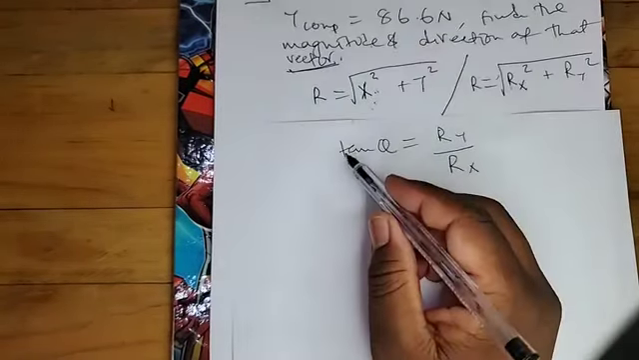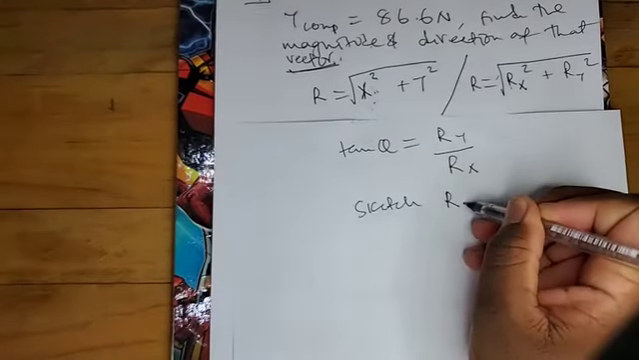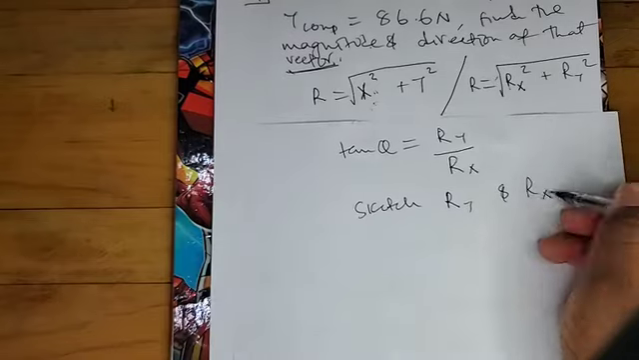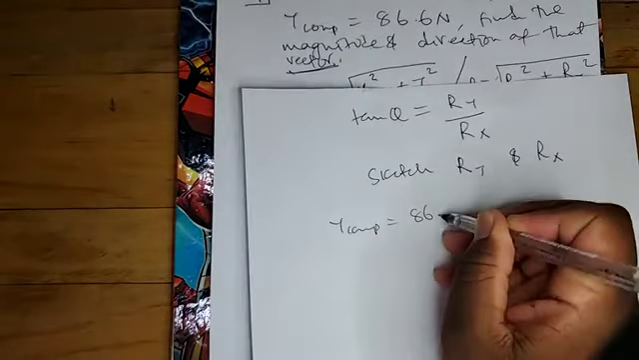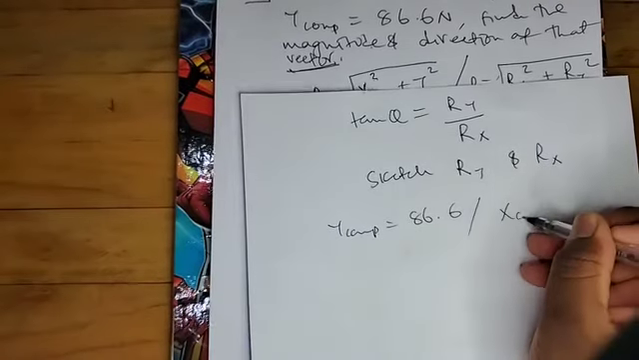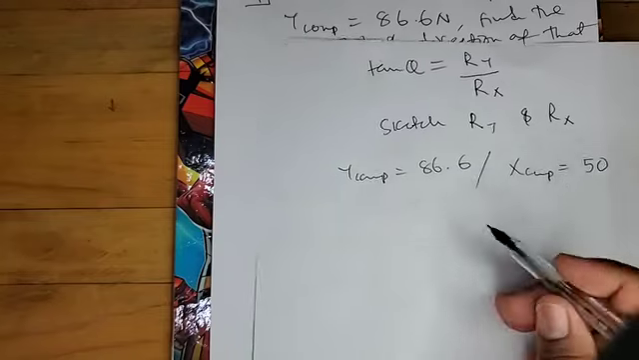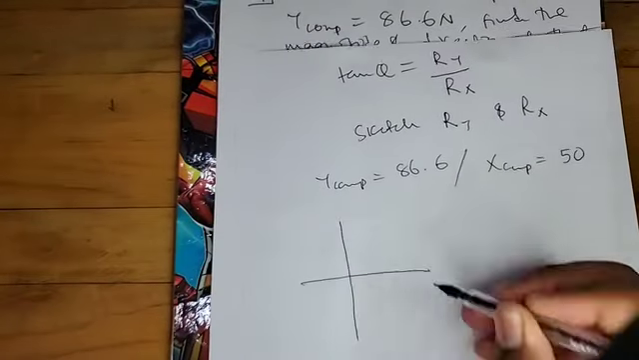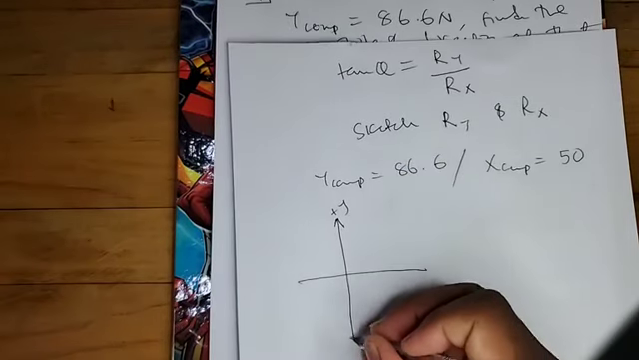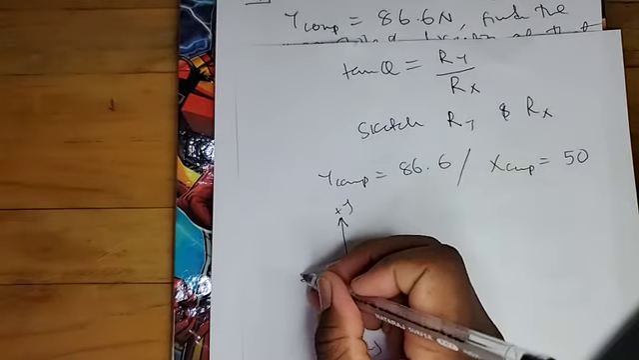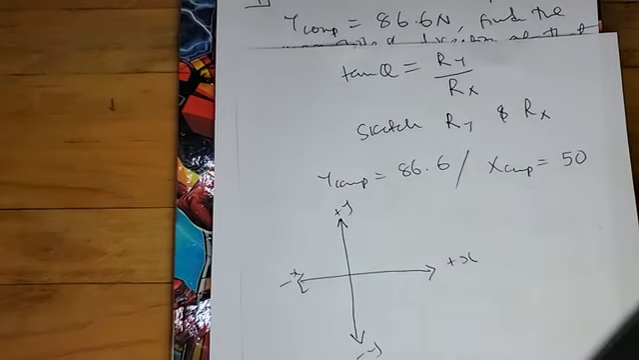Now, don't just use tan blindly. Always sketch the resultant y and the resultant x. So we were told that the y component is 86.6, and that the x component is 50. So both of them are positive. So if we were to sketch these on an axis, up we are moving in the positive y. Down we're moving in the negative y. To the left we're moving in the negative x. To the right we're moving in the positive x.